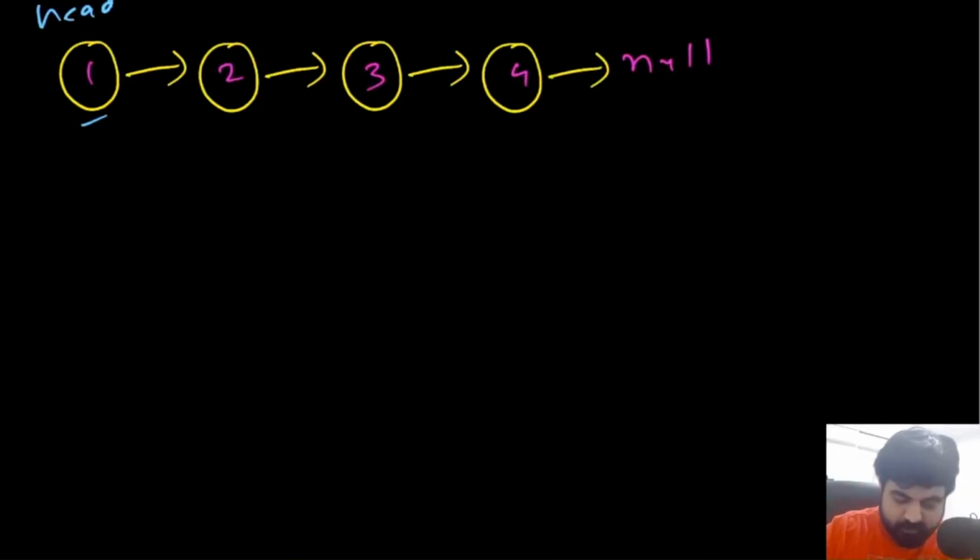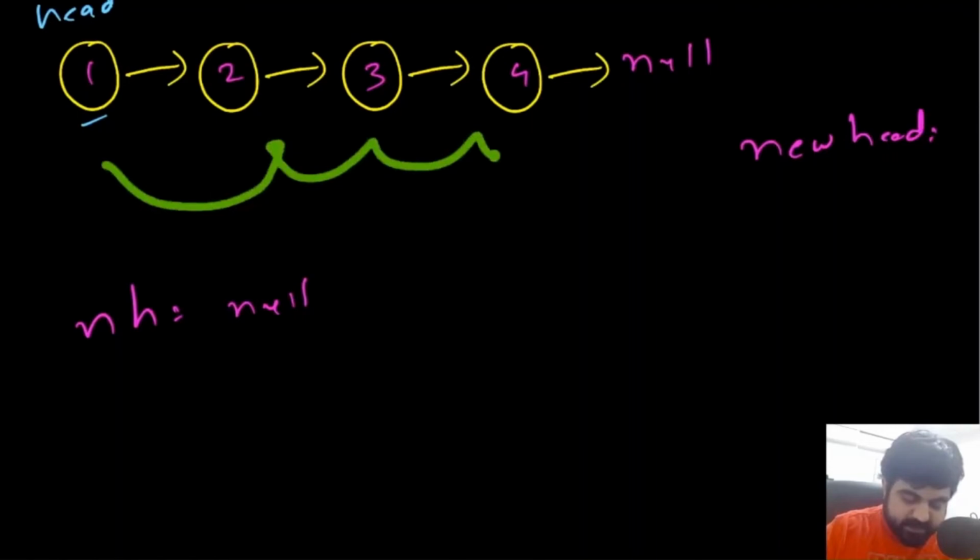So we will also, first of all, need to create a new node called new head, and initially the new head value is going to be null. So let's just create a new head. I'm going to mark it as nh, and currently the value is null. We will also need to find some way to iterate over the given input existing linked list.